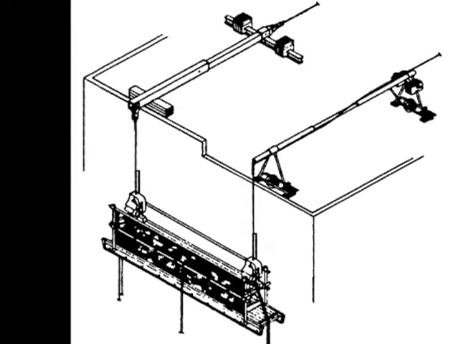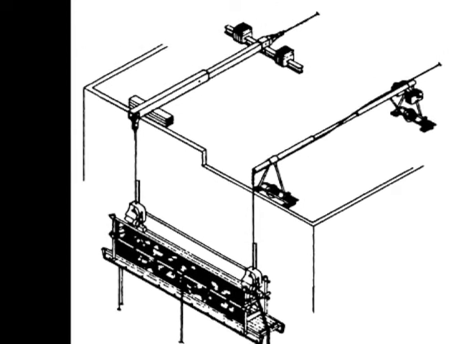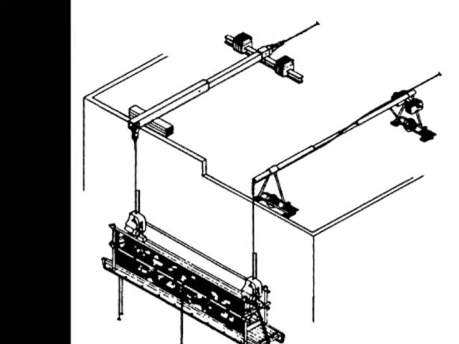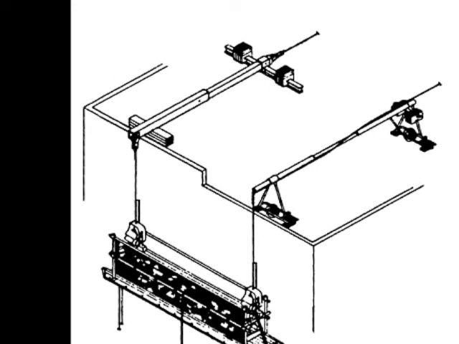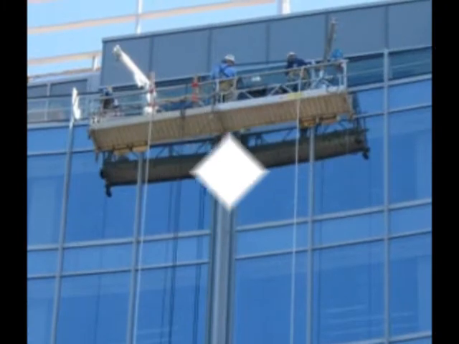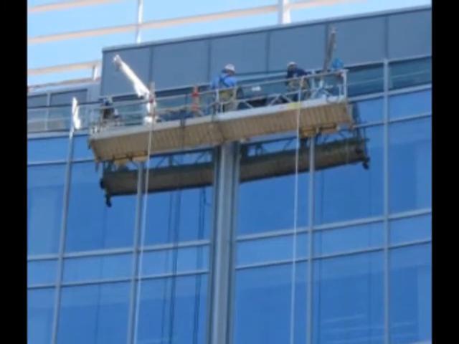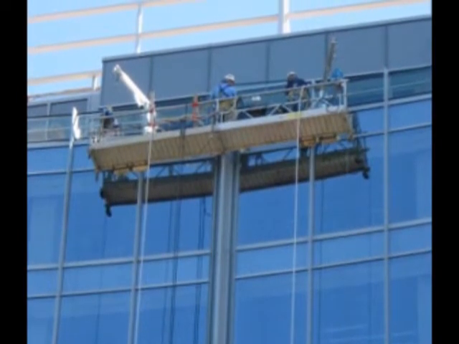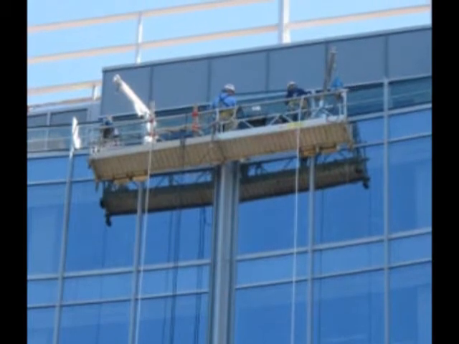A 2-point suspended scaffold is one type of suspension scaffolding. As seen in this picture, the suspended scaffolding is firmly attached to the roof of the building. The platforms on a 2-point suspended scaffolding must be no larger than 36 inches wide.